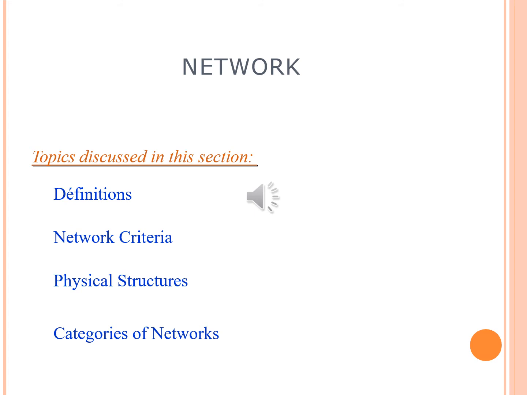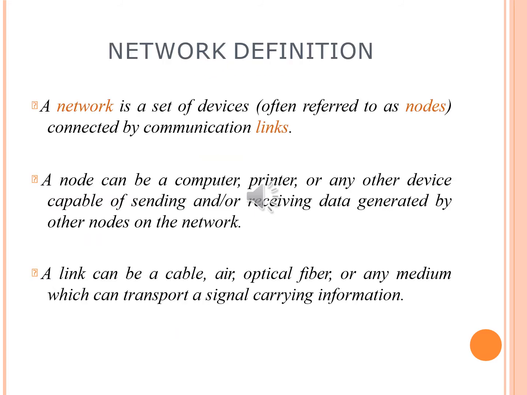That is, we have to discuss the definition of the network. We have to discuss the criteria, that is, what are the desired criteria that must be there for establishing the network. And we need to know about the physical structure of the network, that is, how physically it would be attached or connected within the network. And we are also discussing the different categories of the network. Let us start with the network definition.